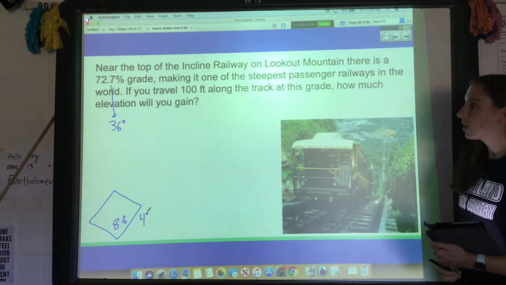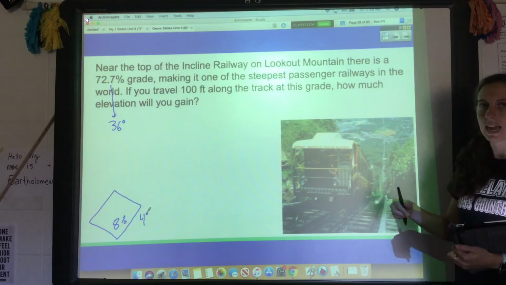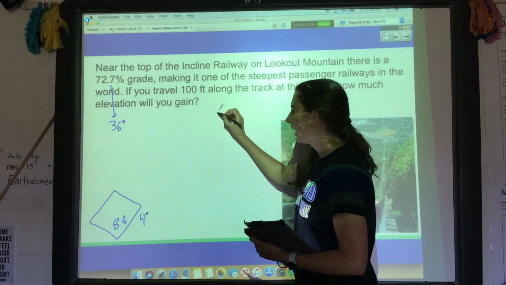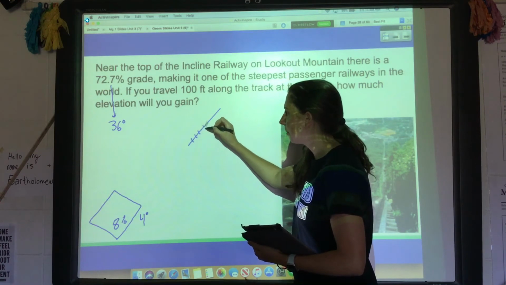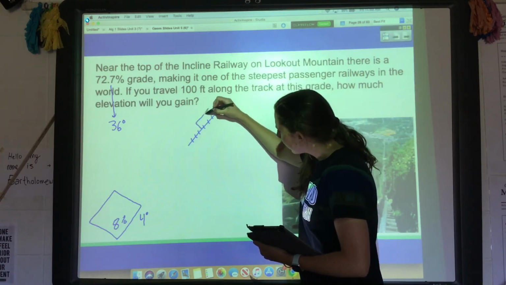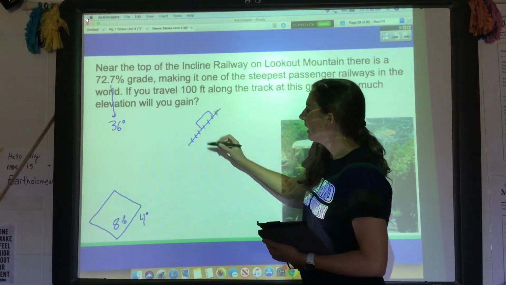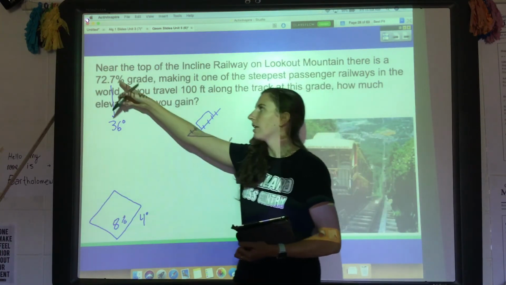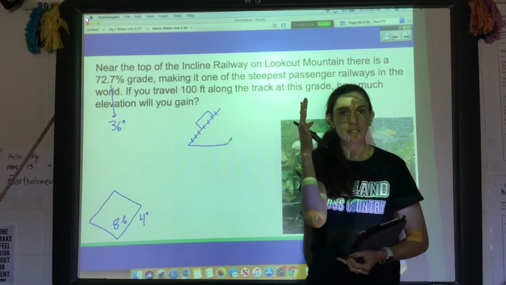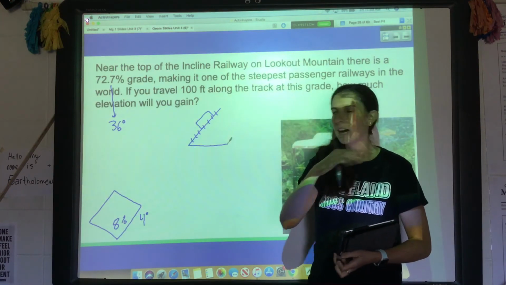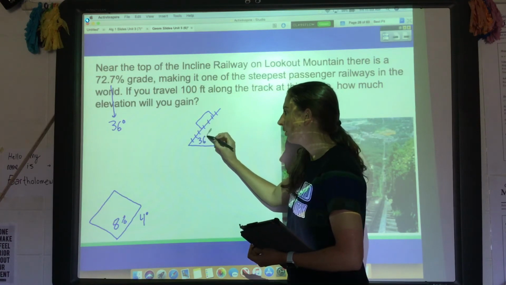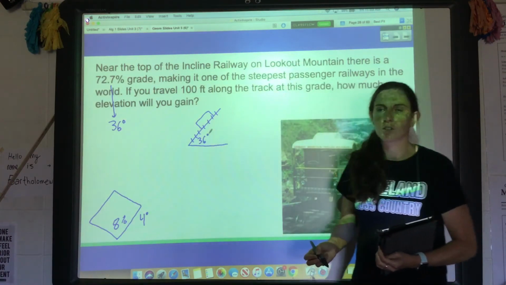Anyway, so if this is a 36-degree angle, let's go ahead and draw this out as a triangle because that's what it is. Here's the track. I'm going to make that my train track. Here's the incline going up the track. It's steep, but not as steep as you might think. This feels like it's almost a 90-degree angle, and it's not. It's actually not even 45. It's only 36 degrees, which is still very steep for a train, but not as crazy as you might think.